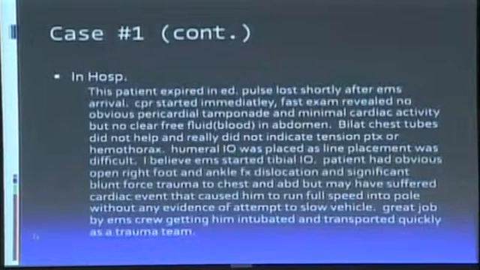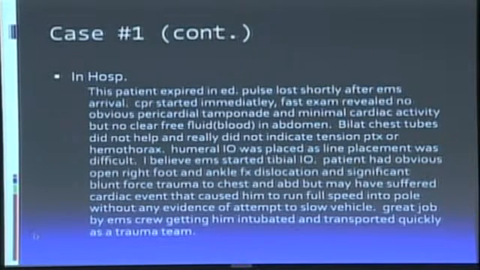Vitals remained relatively stable. CO2 level went from 11 to 24. So I had reviewed this. Unfortunately, this patient expired in the ED, and his pulse was lost shortly after arrival.